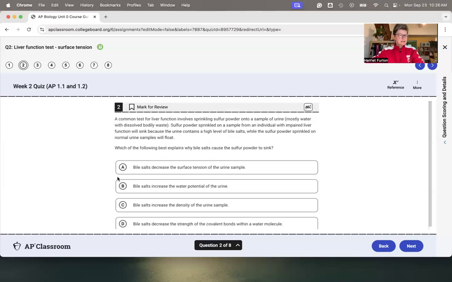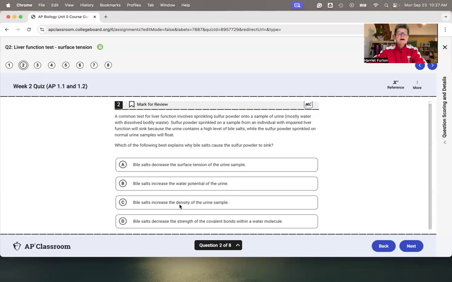Does that explanation make sense? So, bile salt decreases the surface tension of the urine sample. That is true. Bile salt increases the water potential of the urine. We did not cover water potential, so don't worry about that. Bile salt increases the density of the urine sample.